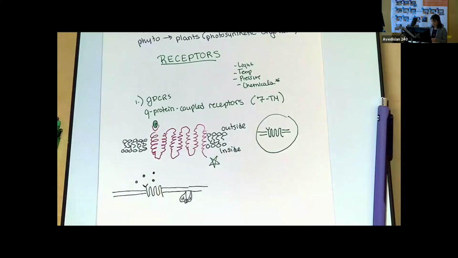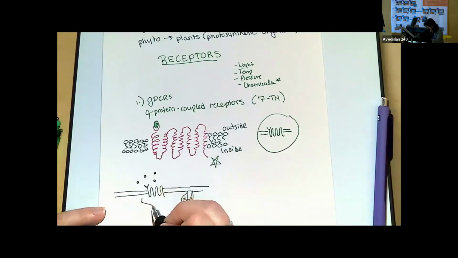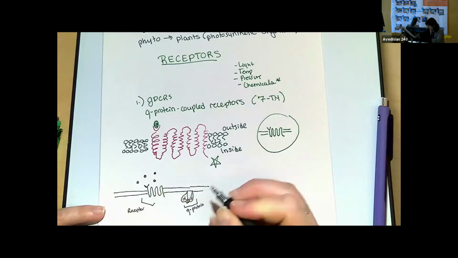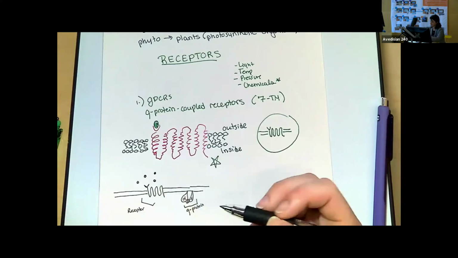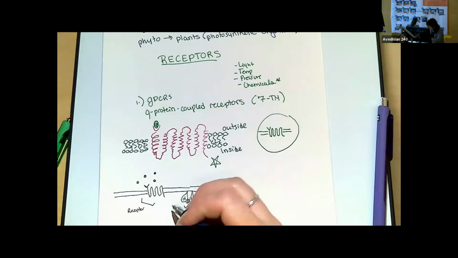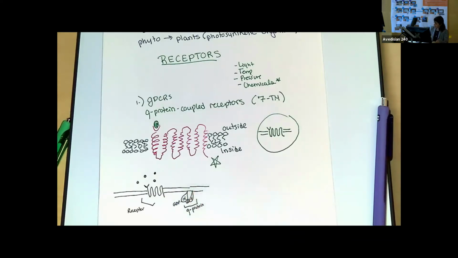So again, the name, G protein coupled receptor. We know that this is the receptor. So this is the G protein. It has 3 different subunits, and it is also bound to a molecule called GDP. So when it is bound to GDP, it is not active.